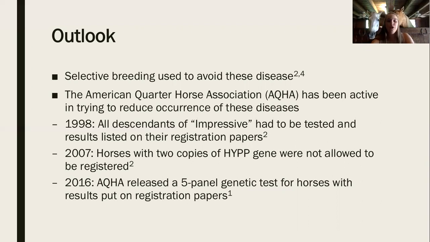And just recently, in 2016, they released a 5-panel genetic test that tests for all 3 diseases I covered in this presentation and 2 more. You would send samples to a lab in California where they would run the tests, and they would put your results on the registration papers of your horse. All this helps breeders make the smartest decisions to avoid these crosses, since they can be deadly. Just avoid it as much as possible.